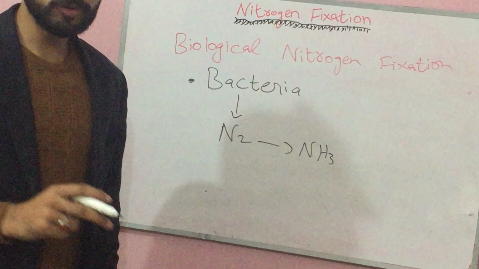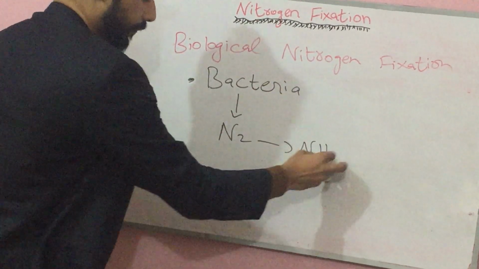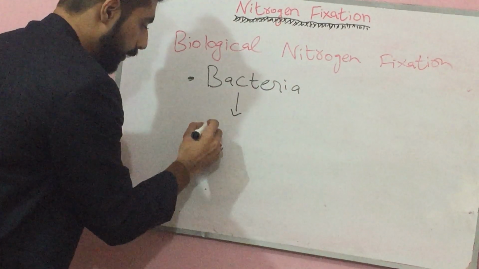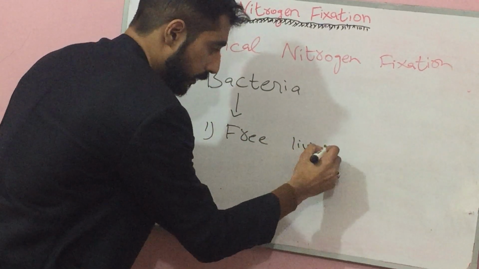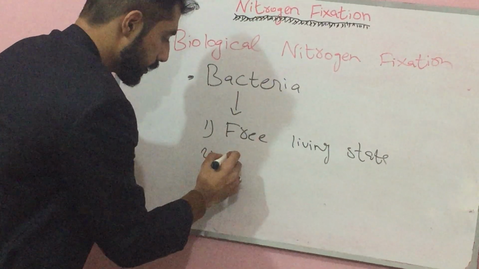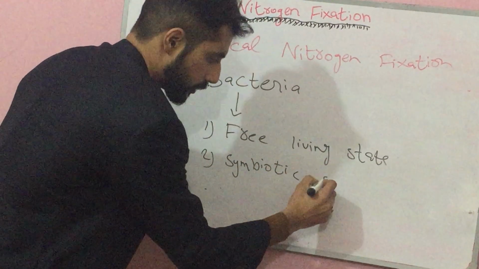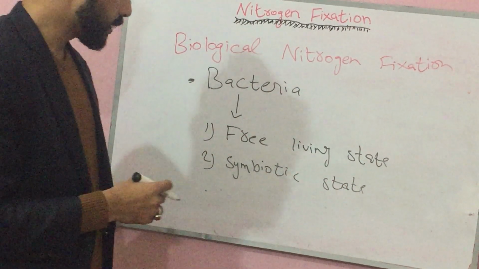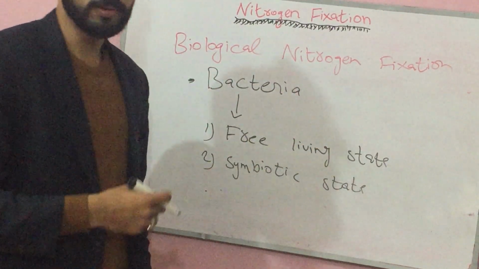The nitrogen-fixing bacteria are present in two states. One is the free living state, and the second is the symbiotic state. So these are the two states in which the nitrogen-fixing bacteria exist: the free living state and the symbiotic state.